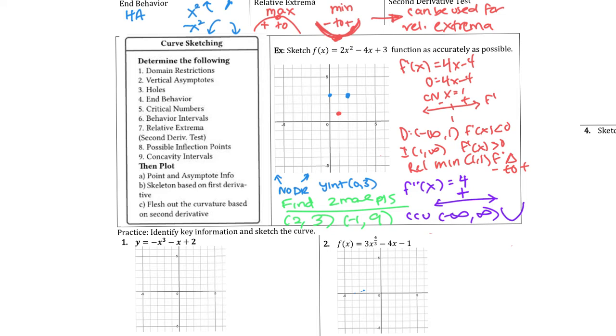We know the end behavior is going up forever. So when we connect, it's going to look something like this, which again should look slightly more rounded since it's a quadratic function. So all of this information comes together to help us graph a function. Let's look at a couple more examples.